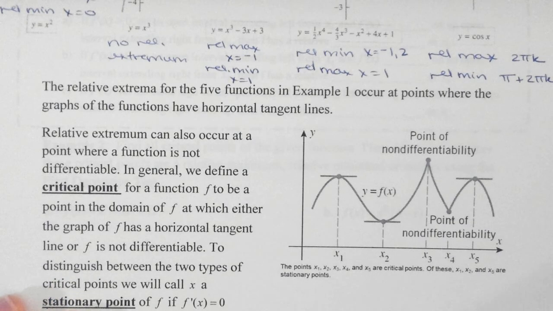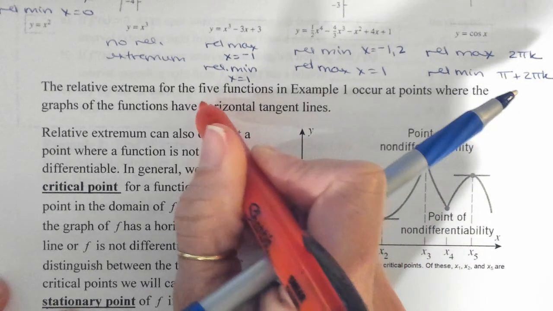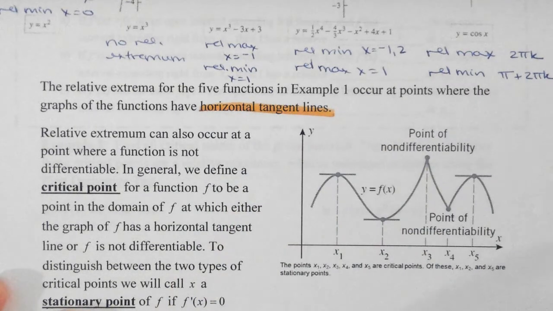So here, the relative extrema for the 5 examples that you just saw occur at the points where the functions have horizontal tangent lines. What does that mean?